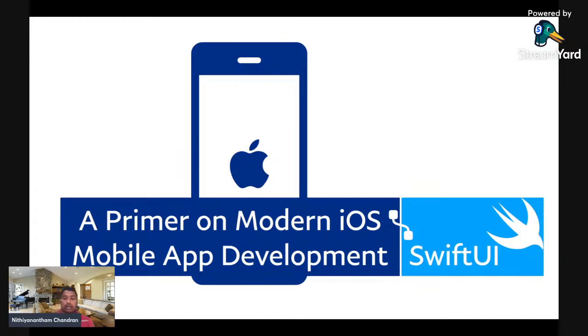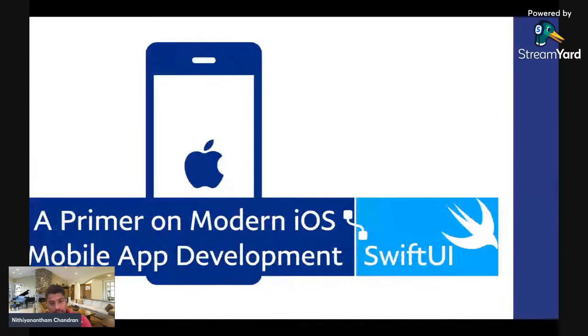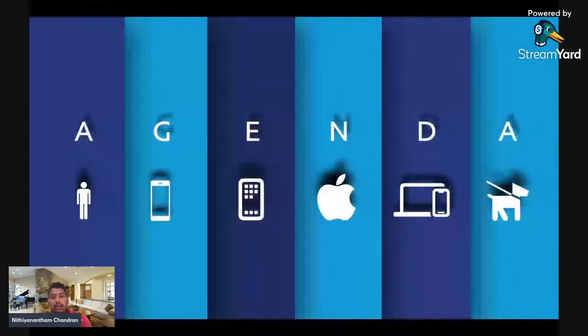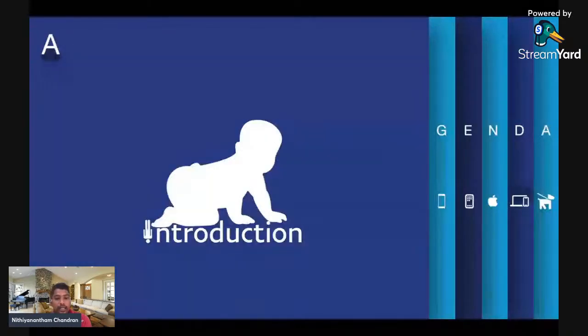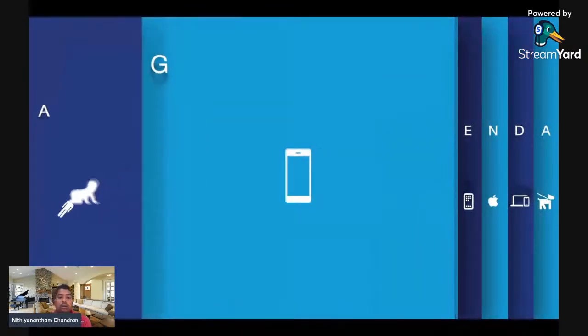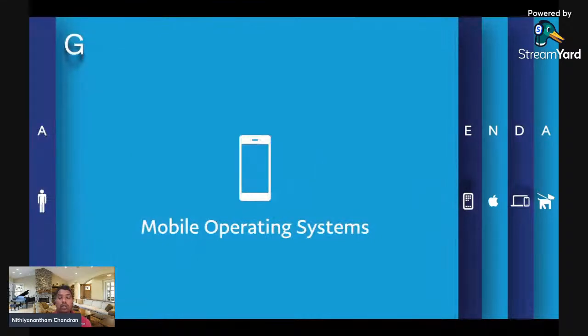So let's go with the agenda. In this agenda, we have six sections. The first section is an introduction about me, and the second section is about mobile operating systems. What are the mobile operating systems leading in the world, what are their roadmaps, and how do they keep improving themselves to sustain in the market. That is the second section of this session.